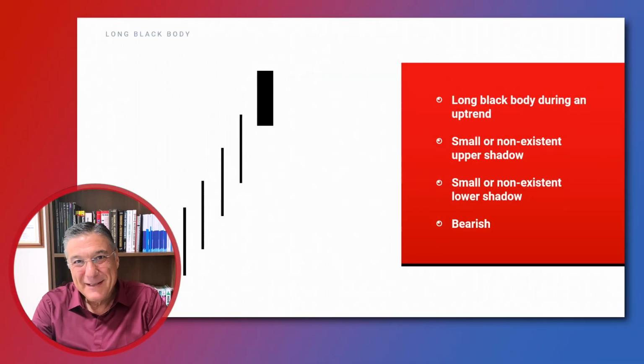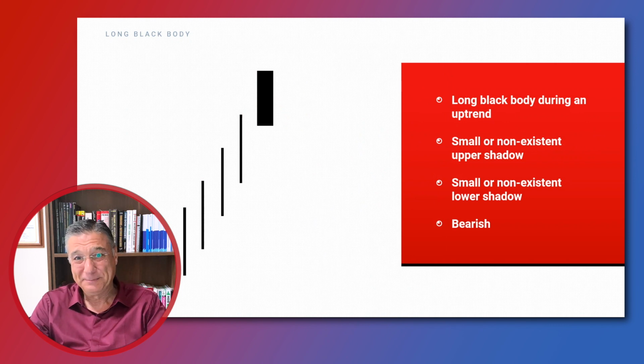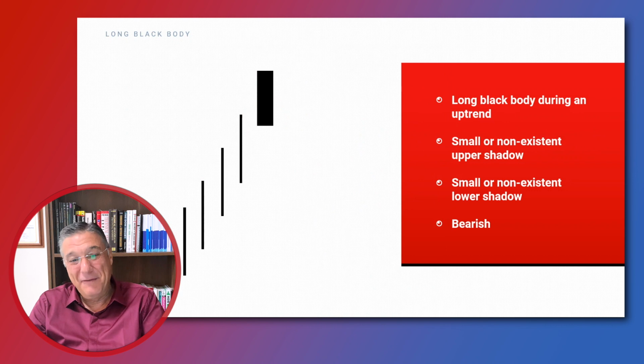Let's examine first the specifications of the long black body. It is located at the end, at the top of a rally. It has small, tiny, or even non-existent shadows, that means upper and lower shadows. Now, the body is of course black, but it's of a long size, meaning that it's above average.